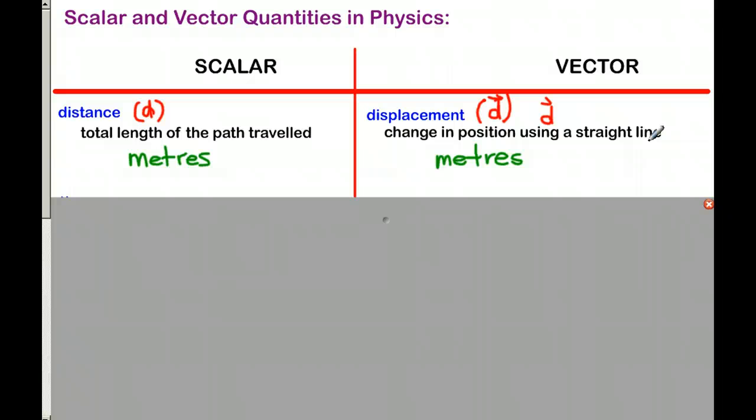Your displacement, on the other hand, is just where you ended up in relation to where you started, using a straight line. So if we were to look at an overhead view map, we look at where your house is, we look at where your school is, and we draw a straight line from start to finish. Distance is the total length of the path traveled, so it takes into account all of the different twists and turns you might have to make depending on how you travel that distance.